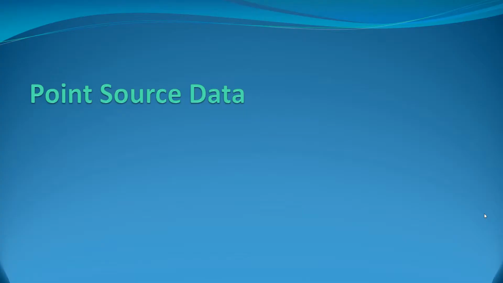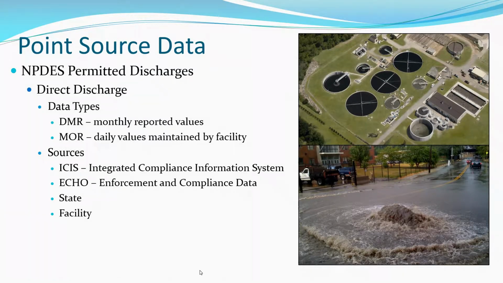The next set of data, which you would probably need whether you're applying a watershed or water quality model, is point source data. And this could be almost as arduous a task as processing meteorological data, just because of the amount of information that is available, how you have to get it, and sometimes the assumptions that you have to generate so that it can be used. So when it comes to the point source data, there are several different ways that you can get NPDES permitted discharge data.